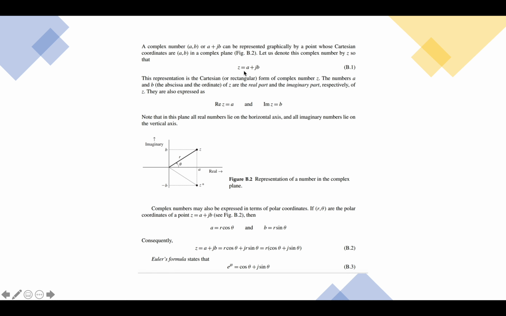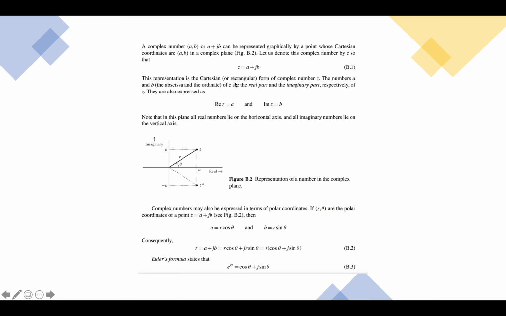Basically, the real part of the complex number is the part that does not contain a j. The imaginary part is the part that does contain a j. So in rectangular or Cartesian form of the complex number z, a is the real part, b is the imaginary part, and it's written a plus jb.